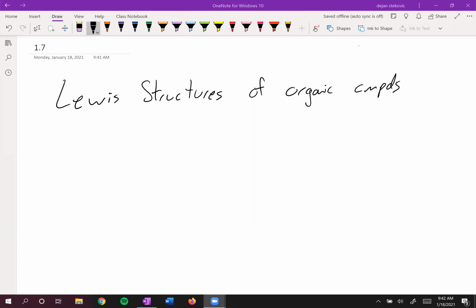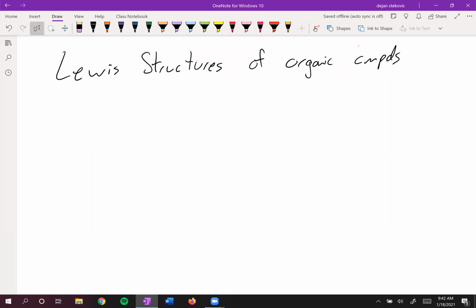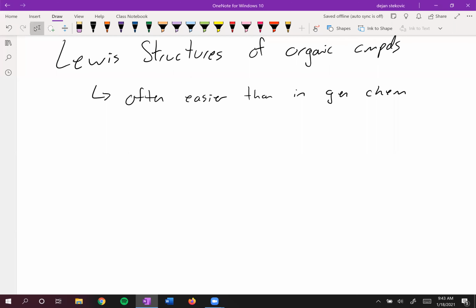All right, so we draw these complex molecules as Lewis structures, right? You probably spent a lot of time in Gen Chem learning about Lewis structures and learning how to draw them. So here we're just going to be focusing on Lewis structures of organic compounds. And these are actually often easier than the Lewis structures you drew in Gen Chem. And that's because we're going to follow a set of rules.